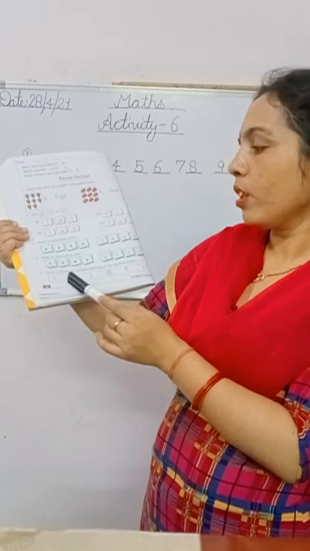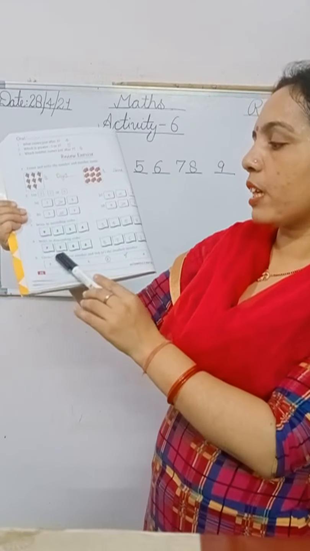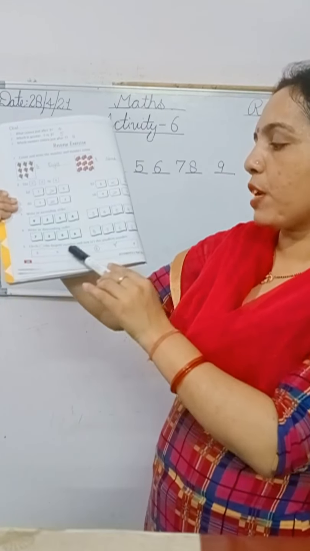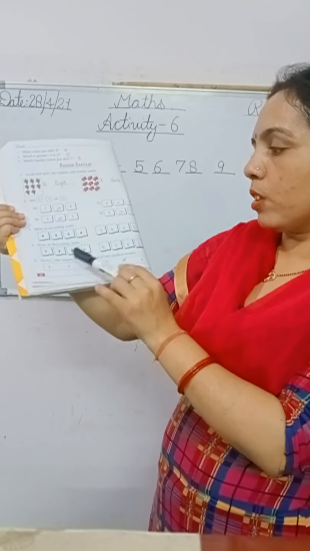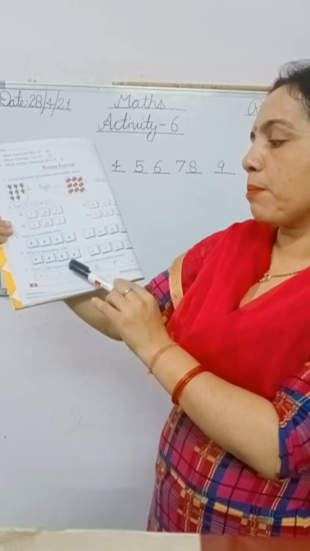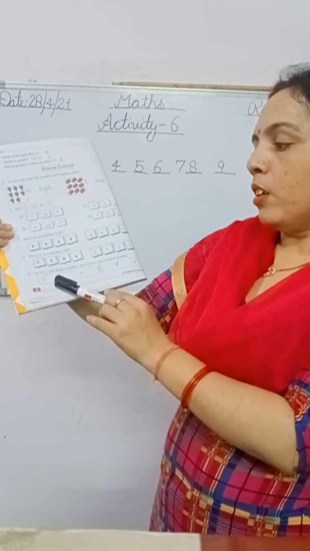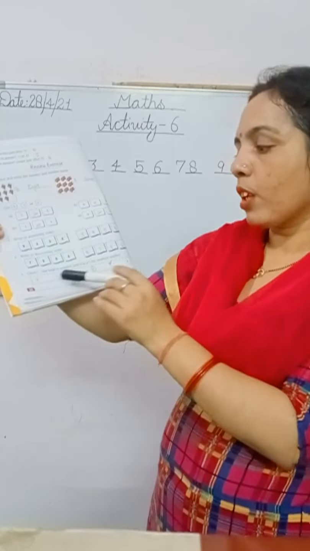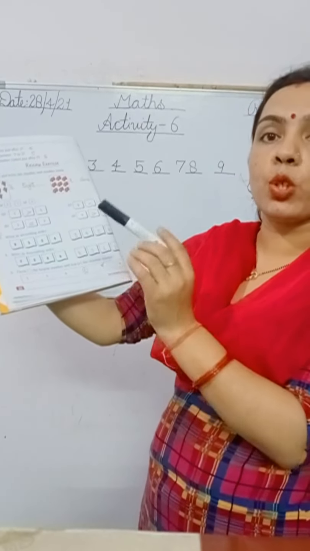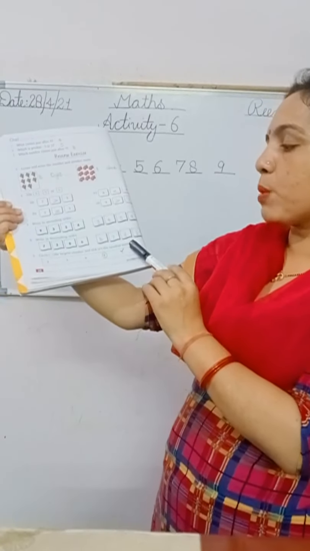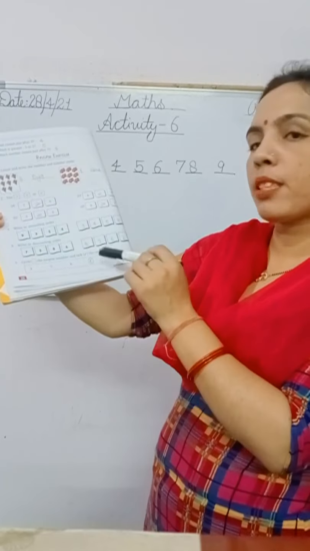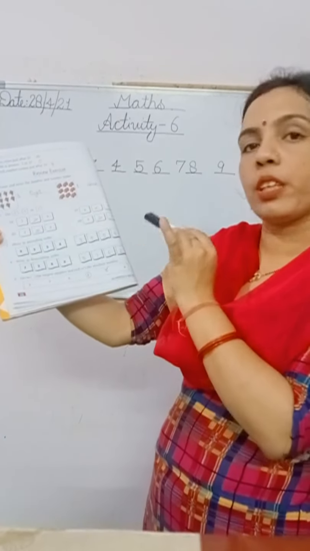Okay. Now number 5, circle the largest number. You have been given some numbers. Circle the largest number means what? You circle the greater number. जो सबसे बड़ा नंबर है उस पे आपको सर्कल करना है. And tick the smallest number. जो नंबर सबसे छोटा है उस पे आपको टिक लगा देना है.